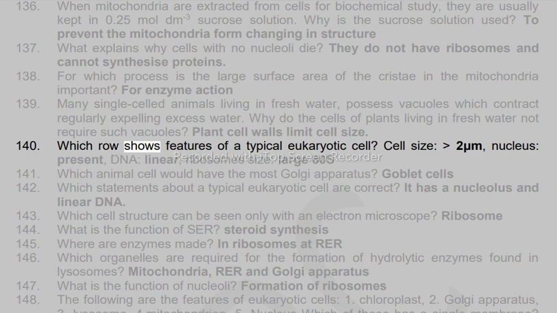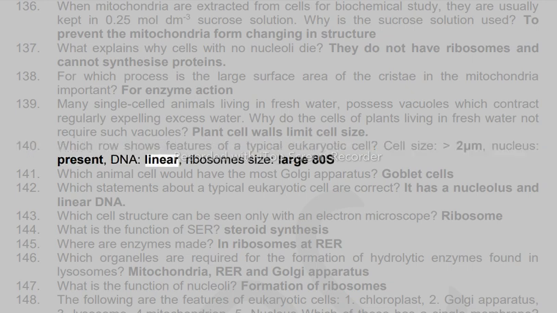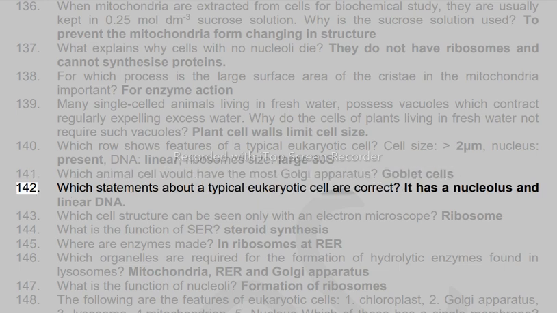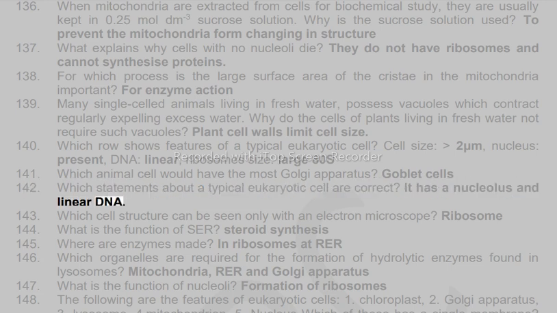140. Which row shows features of a typical eukaryotic cell? Cell size greater than 2 micrometers, nucleus present, DNA linear, ribosome size large, 80S. 141. Which animal cell would have the most Golgi apparatus? Goblet cells. 142. Which statements about a typical eukaryotic cell are correct? It has a nucleolus and linear DNA.